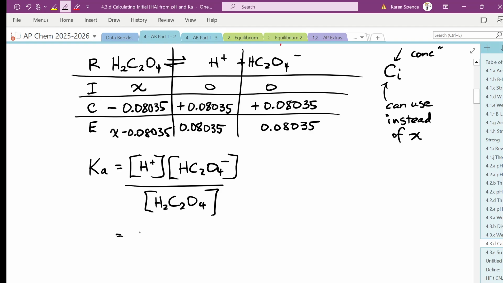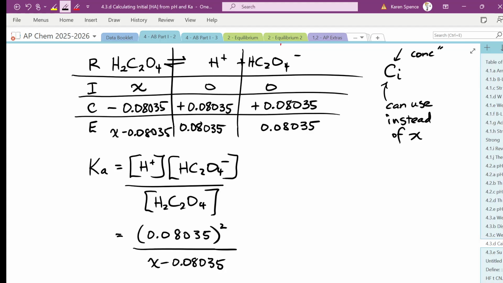And then, of course, we can plug in our equilibrium concentrations, 0.08035, and that's going to be squared because I got two of those on the top. And I got x minus 0.08035. And you know what? I put that whole number into my memory. I did shift memory in. Let's see if it'll recall it for me. Memory recall. It does. Okay, so if you got a memory button on your calculator, you can get that whole number to stick into the memory.